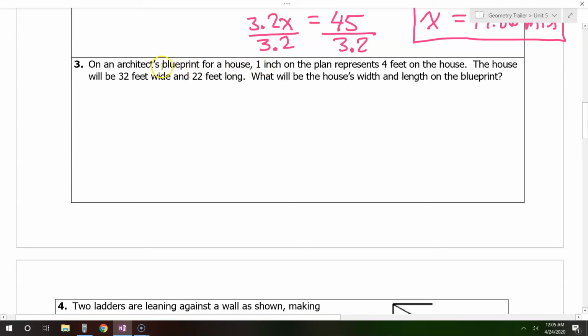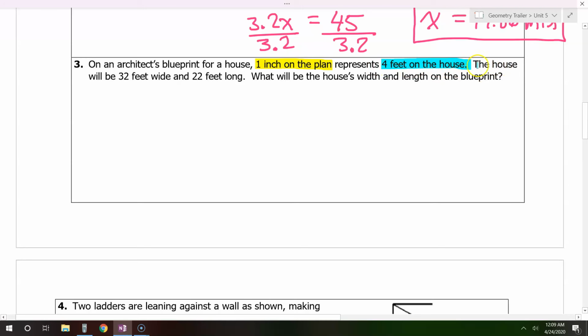So, first let's talk about the blueprint again. 1 inch on the plan represents 4 feet on the house. So we're going to use yellow for the plan and blue for the house. I'm laughing because we should have used blue for the blueprint, which is the same as the plan. But anyway, yellow is for the plan and blue is for the actual house.